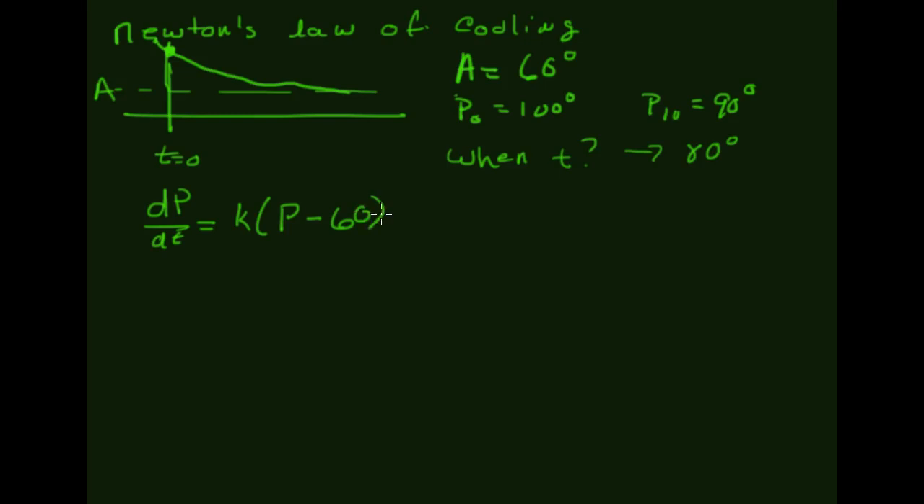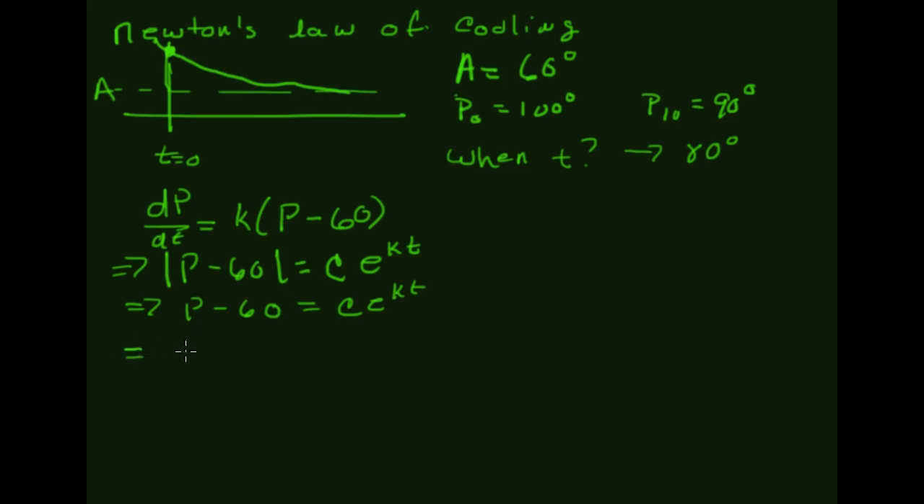And I can do that because I know that the ambient temperature is below the current temperature, so I know that P minus 60 is positive. So we're all good there. This yields, from what we said before, that the absolute value of P minus 60 is some constant times e to the kt. Again, we know that this is positive, because nothing's going to get colder than the ambient when you take it out of an oven.